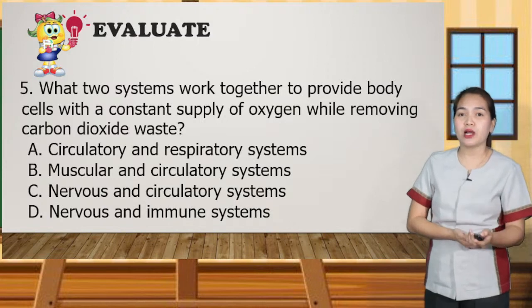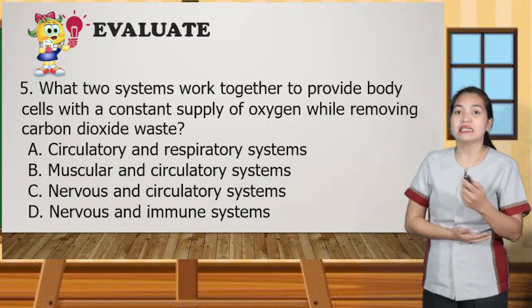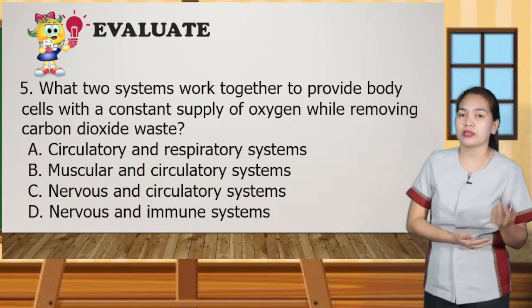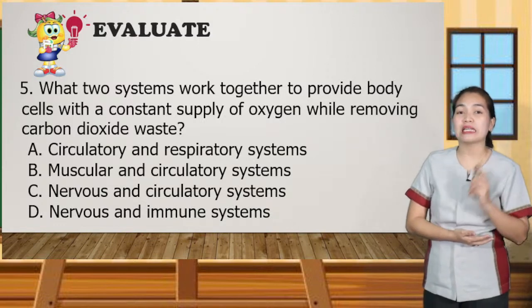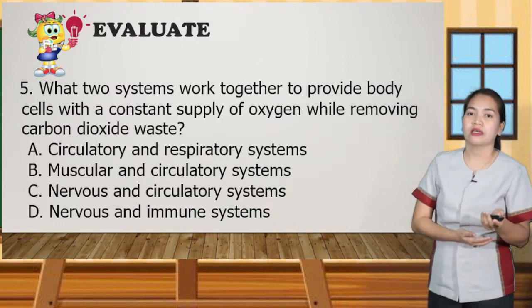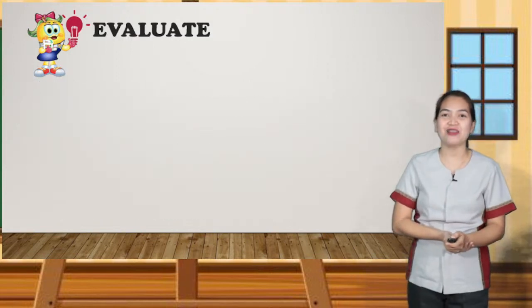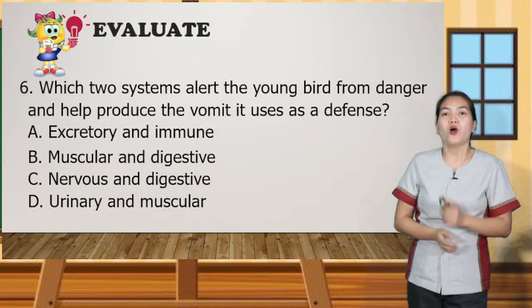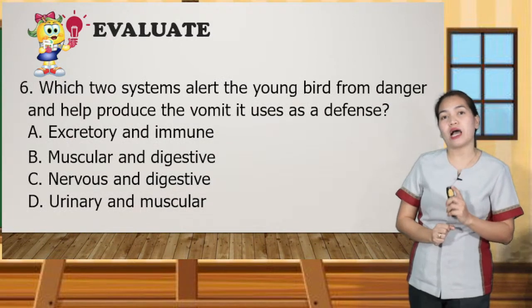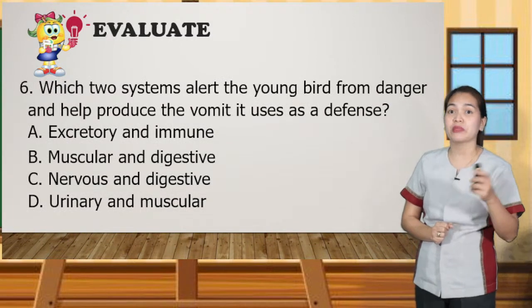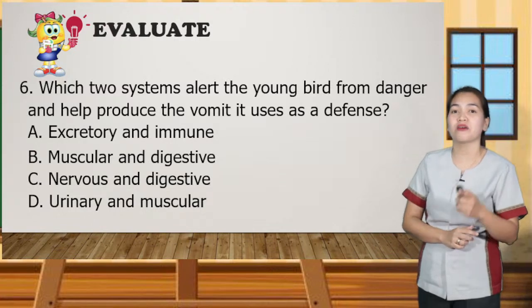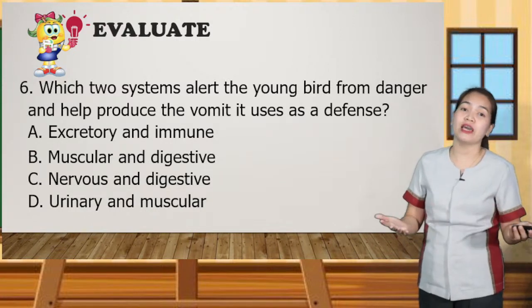B, muscular and circulatory system? C, nervous and circulatory systems? D, nervous and immune systems? And your answer, guys, is letter A. Okay, now let's move on. Which two systems alert the young bird from danger and help produce the vomit it uses as a defense?